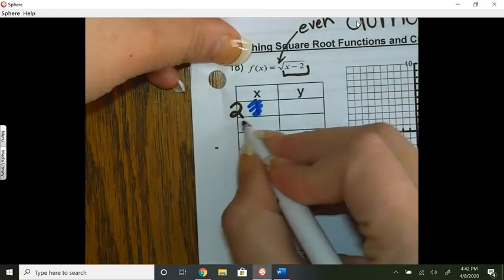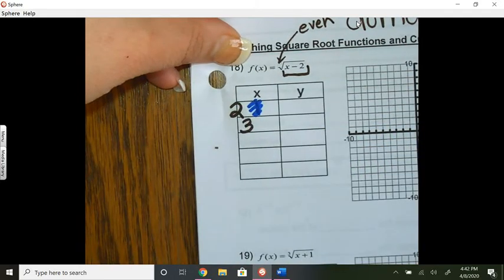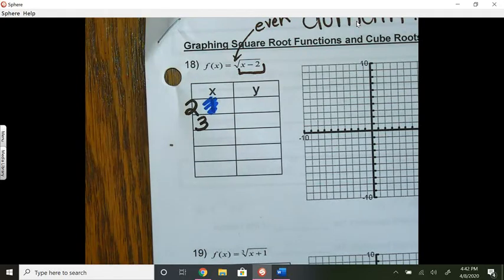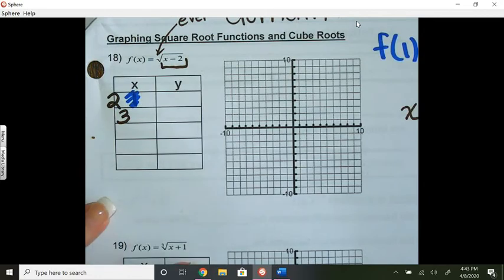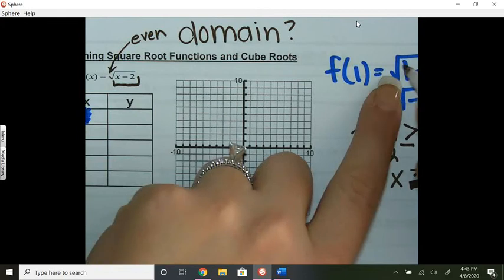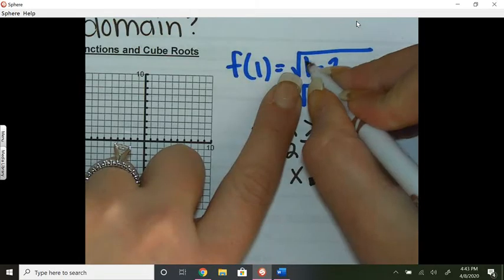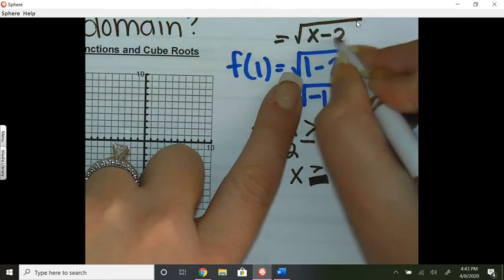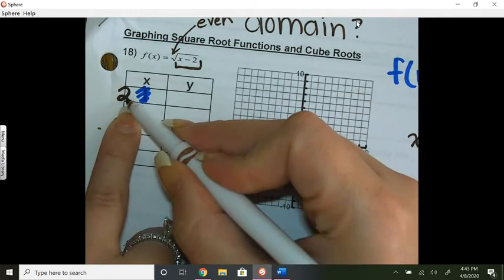So let's say I pick 3. And then I could pick 4 and 5 and 6, whatever number I want. I could pick 2.5 if I want, as long as it's 2 or greater. So then, instead of picking 1, I'm going to plug in 2 for x. Remember our function was the square root of x minus 2. So instead I chose to plug in 2.